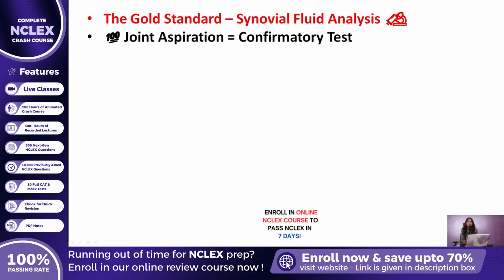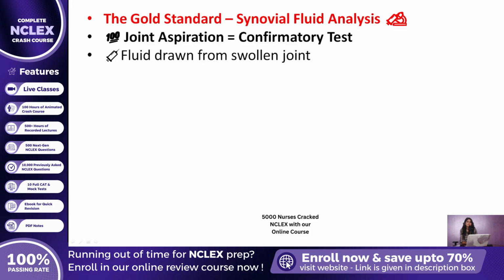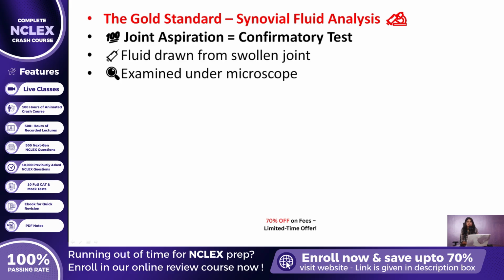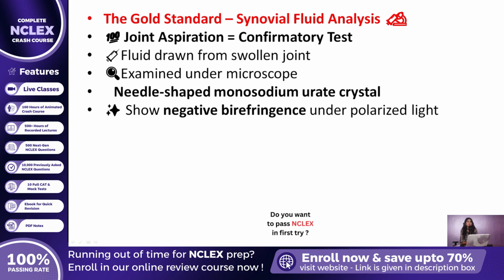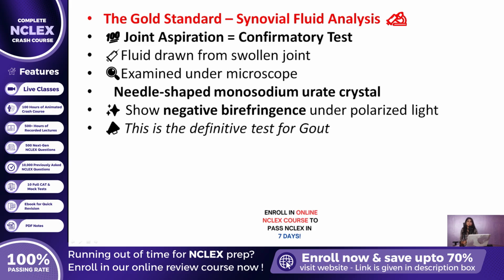The most definitive test for gout is joint aspiration. This is when fluid is drawn directly from the affected joint and looked at under a microscope. If gout is present, the synovial fluid will show needle-shaped monosodium urate crystals, and under polarized light, they will have strong negative birefringence. That is the hallmark finding for gout.